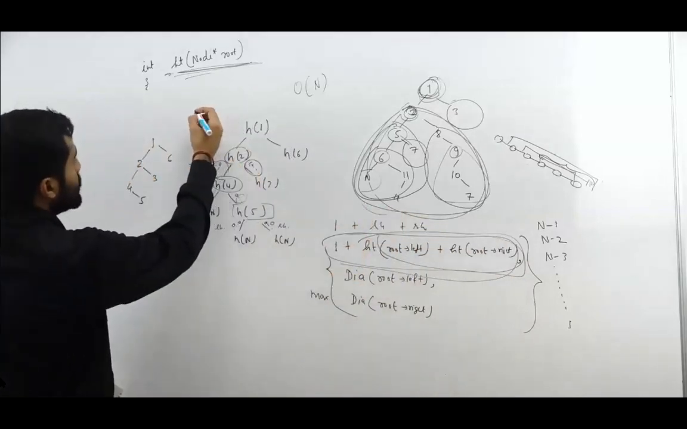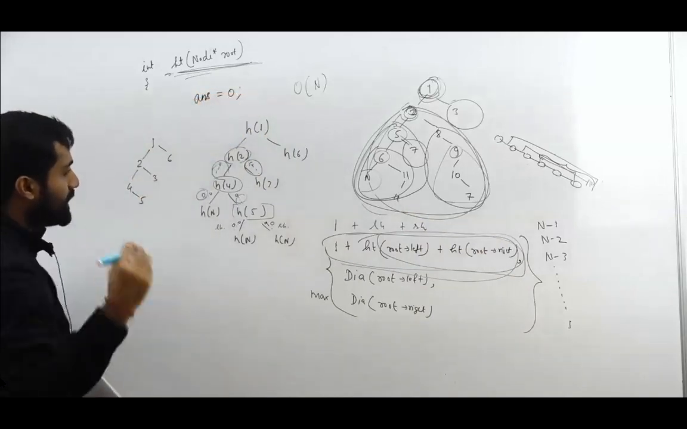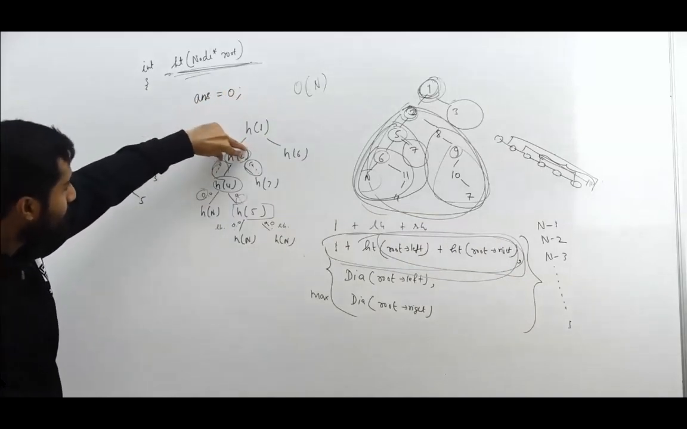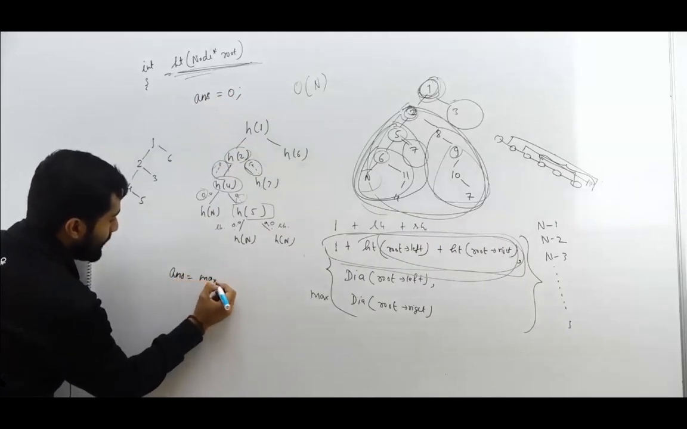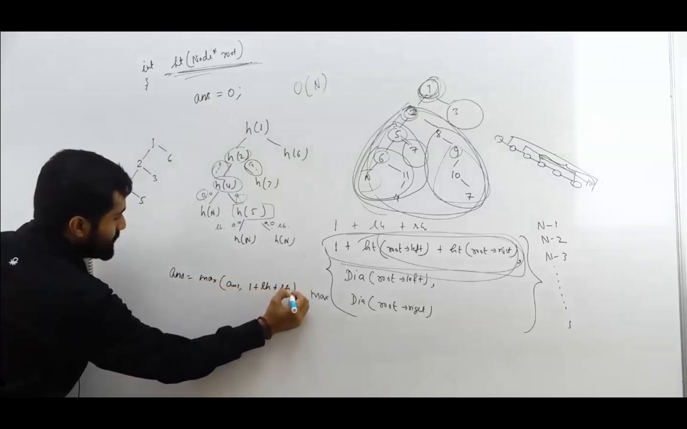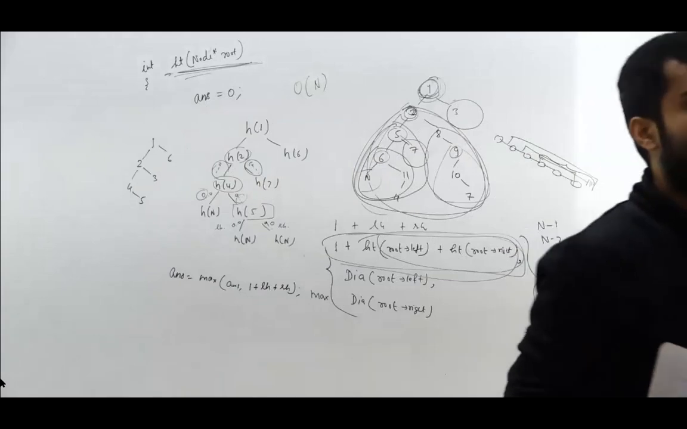And now what you can do is have a global variable, which is answer. You can initialize it to 0, and you can keep on maximizing it. So at each node, you can say answer is equal to max of answer, comma, 1 plus LH plus RH. Is it making sense what I just said? Yes or no?